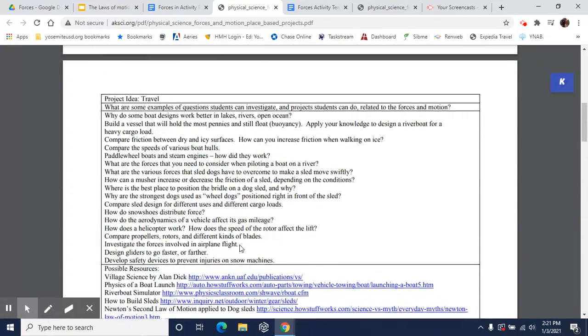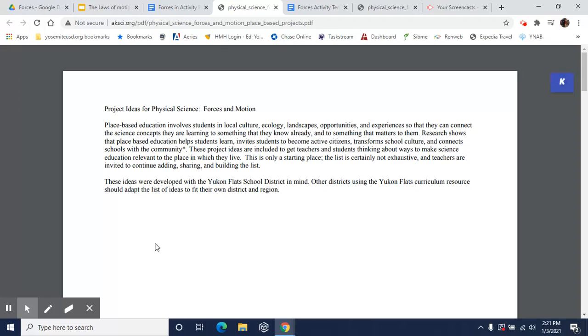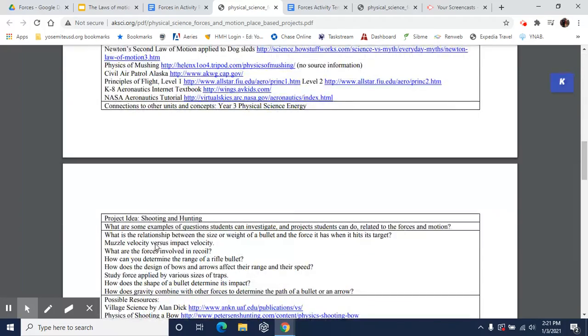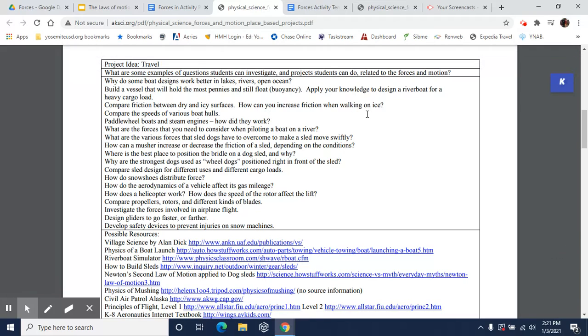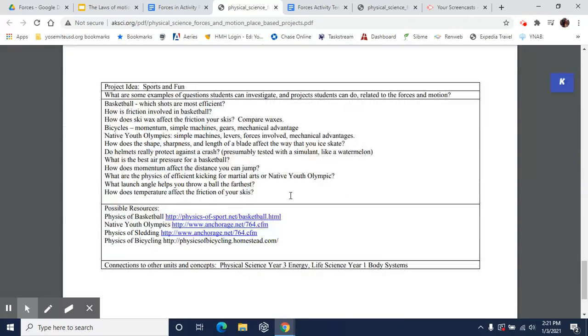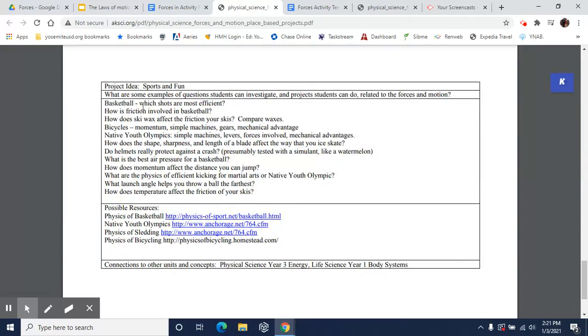I like to scroll down. Sorry, this is the page that you turn to, but if you scroll down to travel, compare friction between dry and icy surfaces. How can you increase the friction when walking on ice? So that is another thing that you can do. There's another idea for sports.